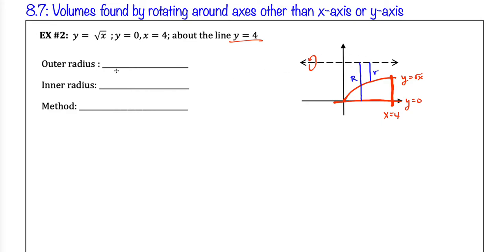Okay, so outer radius that's written over here is referring to big R. Inner is little r. Okay, so big R, we have a top, we have a bottom.